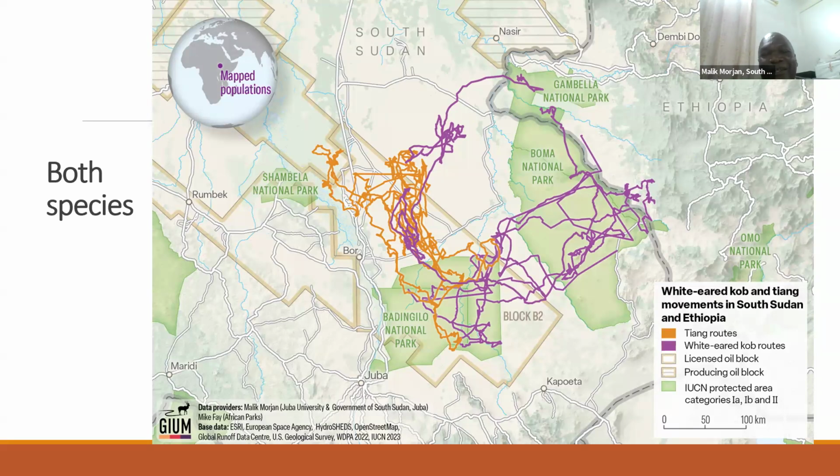The data I have is for only 2 species, the kob and tiang, but the other 2 species, the Mongalla gazelle and the reedbuck, unfortunately, were not tagged during those years. Only last year when African Parks did their tagging, they put tags on them, but we are waiting to see their data come in and it will reflect in these maps. Next.